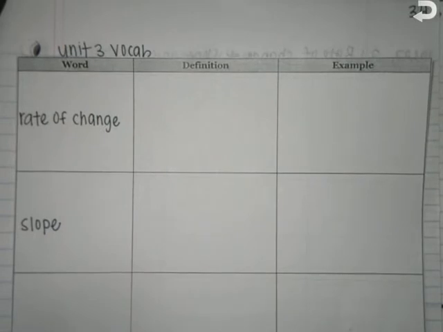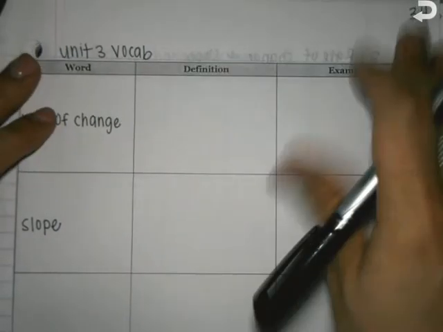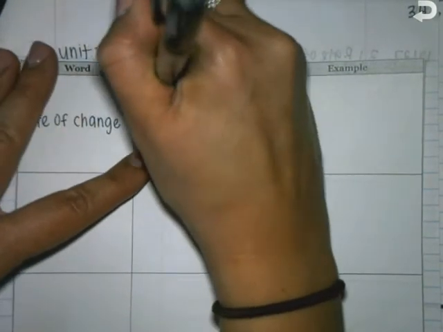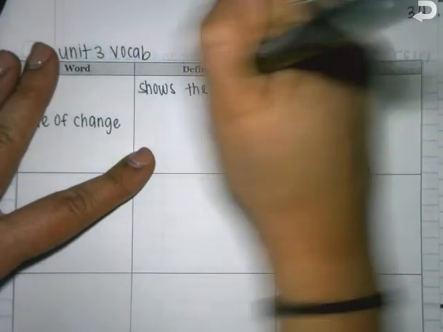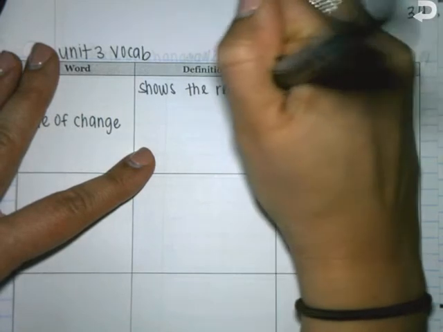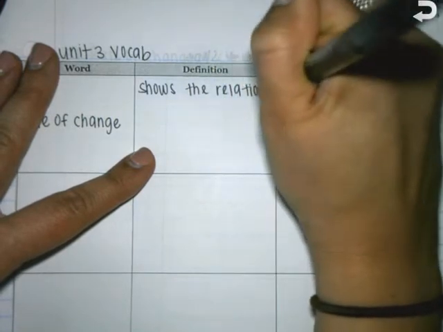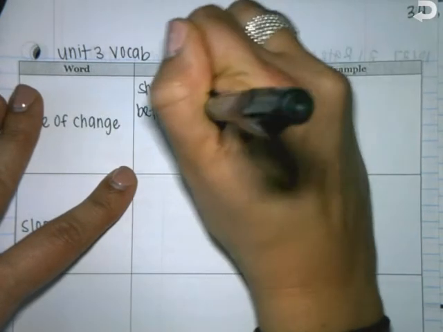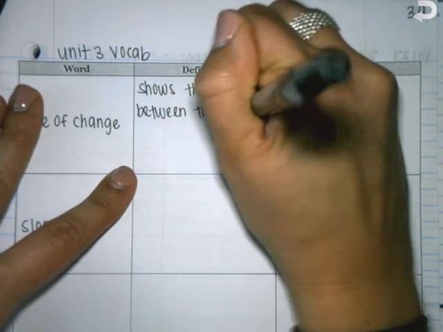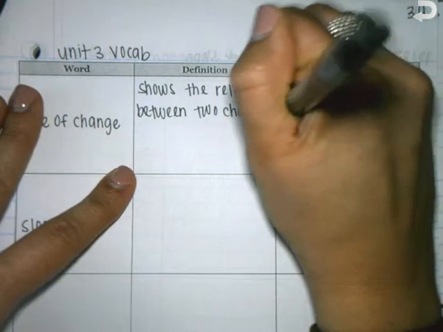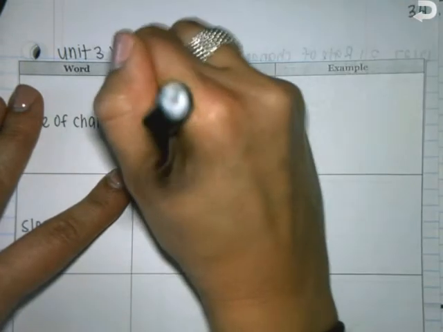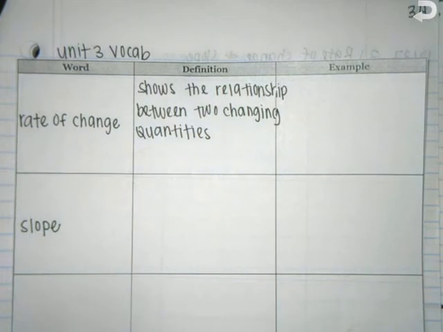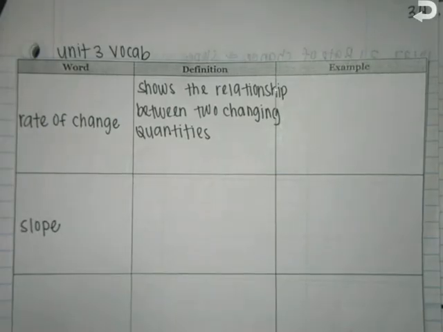So let's define rate of change. Rate of change shows the relationship between two changing quantities. Okay, so rate of change shows the relationship between two changing quantities.